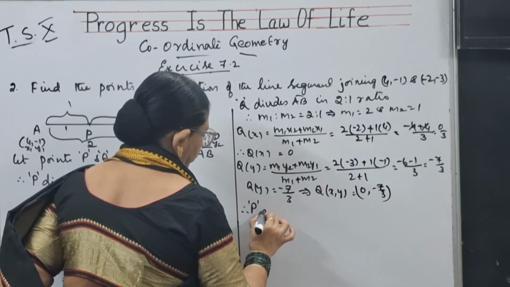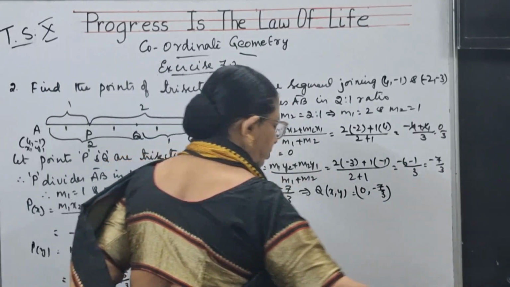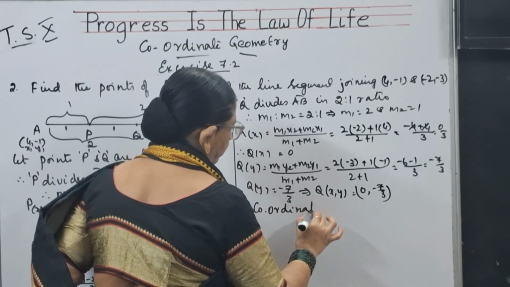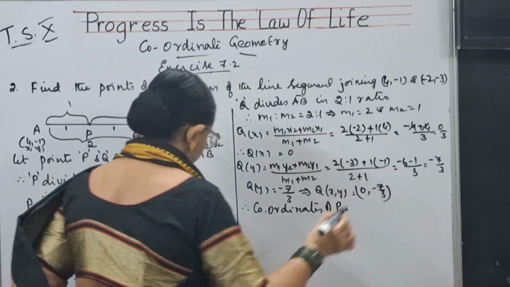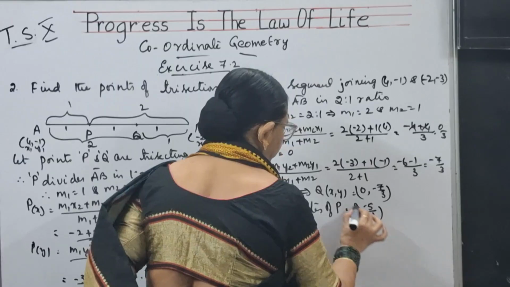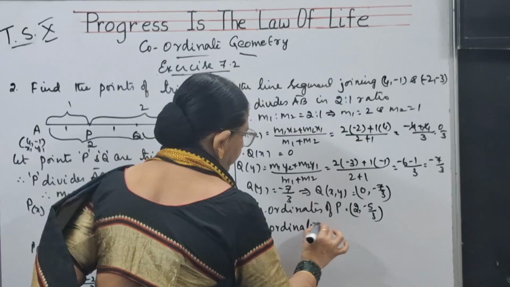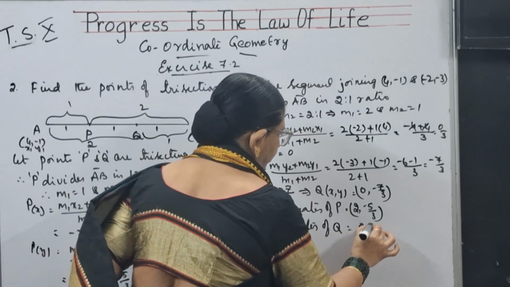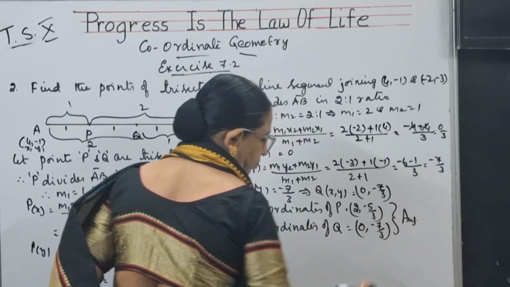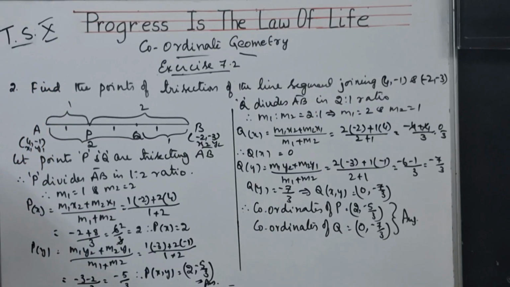Therefore, they are asking coordinates of P. Therefore, coordinates of P is equal to 2 comma minus 5 by 3, and coordinates of Q is equal to 0 comma minus 7 by 3. These two are the answers, children. Please note it down. Second problem.